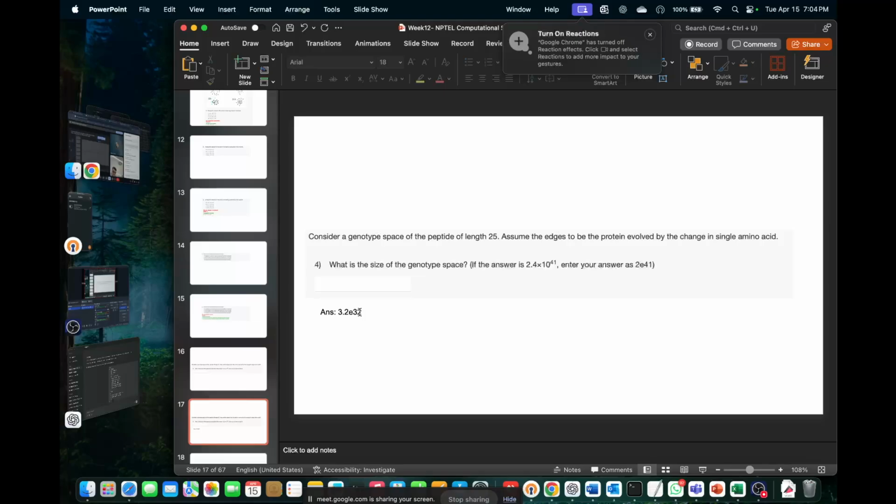The answer is not very informative. The main idea is that you have these 25 positions of amino acids, and at each position you could have 20 amino acids. So it's 20 to the power 25. After that, you just need to do a little bit of simplification. That's all. I hope this is clear as well.